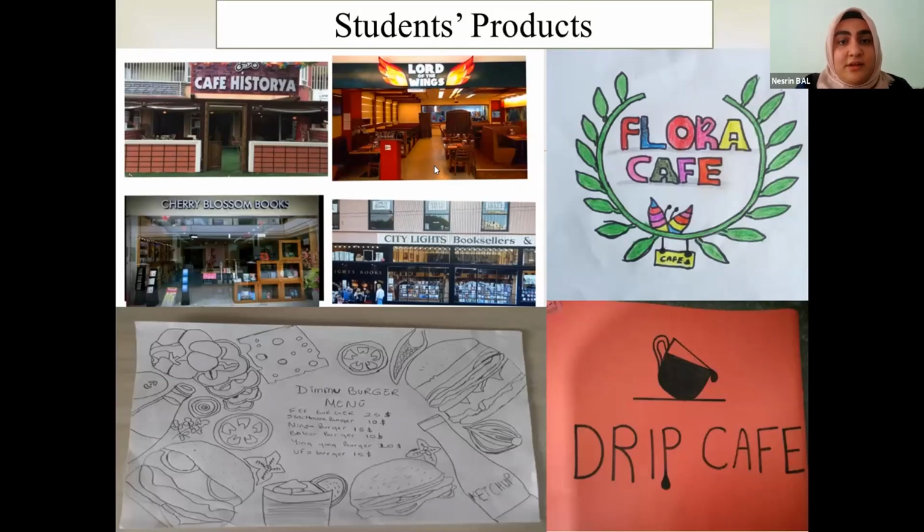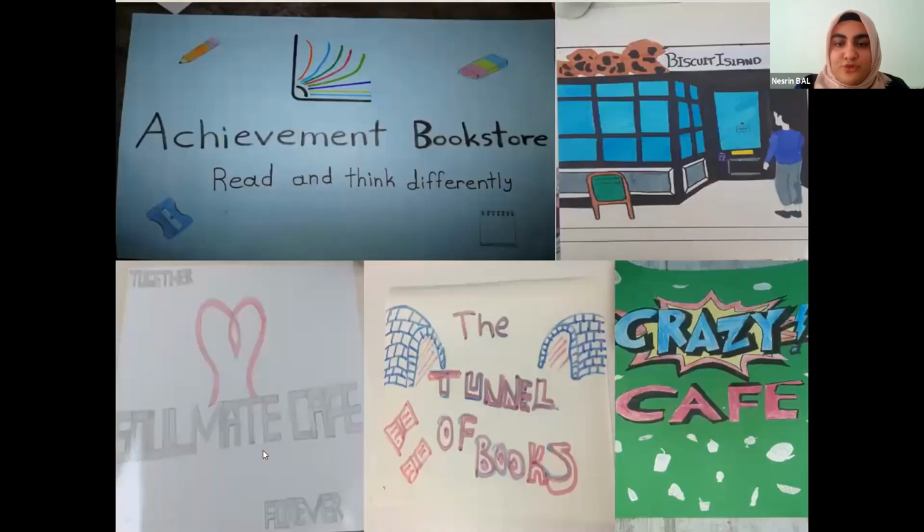And these are the students' findings. They found these pictures on the internet: Cherry Blossom Booksellers, Lord of the Wings. And look at this Drip Cafe. Drip, as you know, is a synonym of drop, and its logo and cafe name are related. Flora Cafe, and it is a menu from a cafe. She adds some pictures and draws some pictures. And look at these two. My favorite is the Tunnel of Books. This is a bookshop's name, and its logo is completely related to its name. And Crazy Cafe, it is very colorful and vivid. These are my students' products.